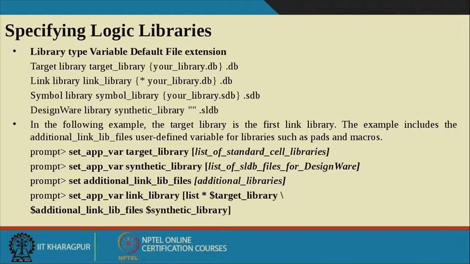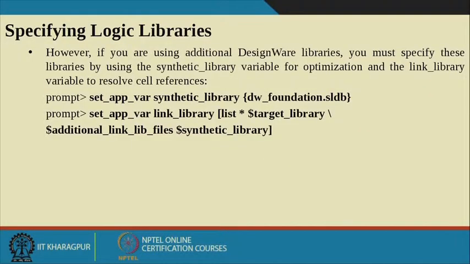Okay. So how you can set the other option: you can also link to multiple libraries, and that you can also do. You have to write this command at the dc_shell command prompt, and whenever you enter this command, it will automatically be incorporated into the Design Compiler environment. We will see that during the demo part.